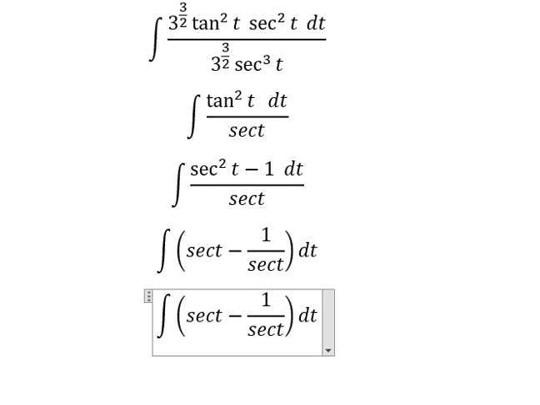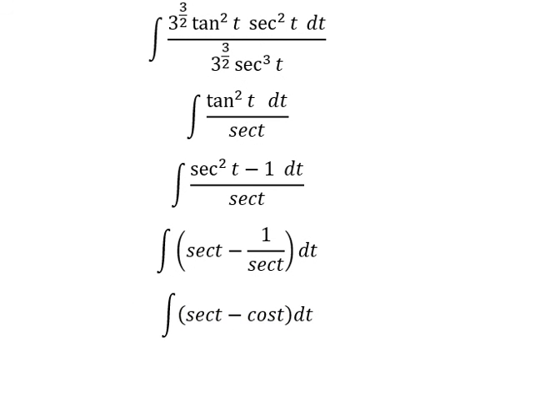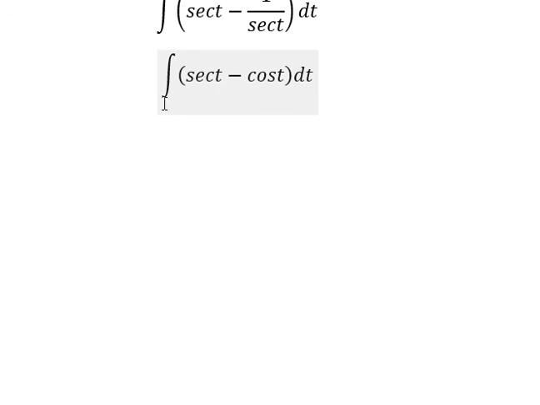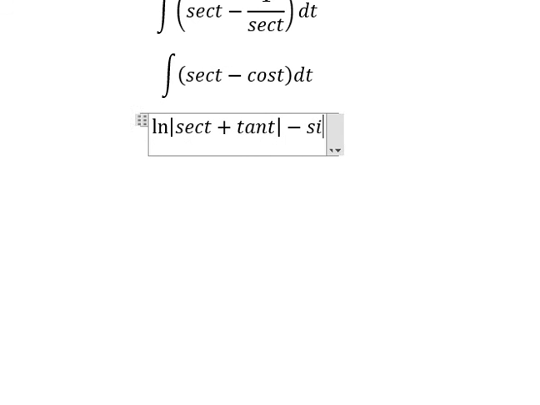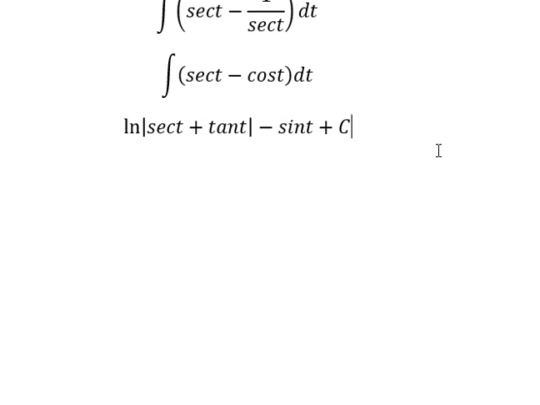This one you get cosine t. The integration of secant t, you get ln of the absolute value of secant t plus tan t. The integration of cosine t, you get sin t, and we put c.